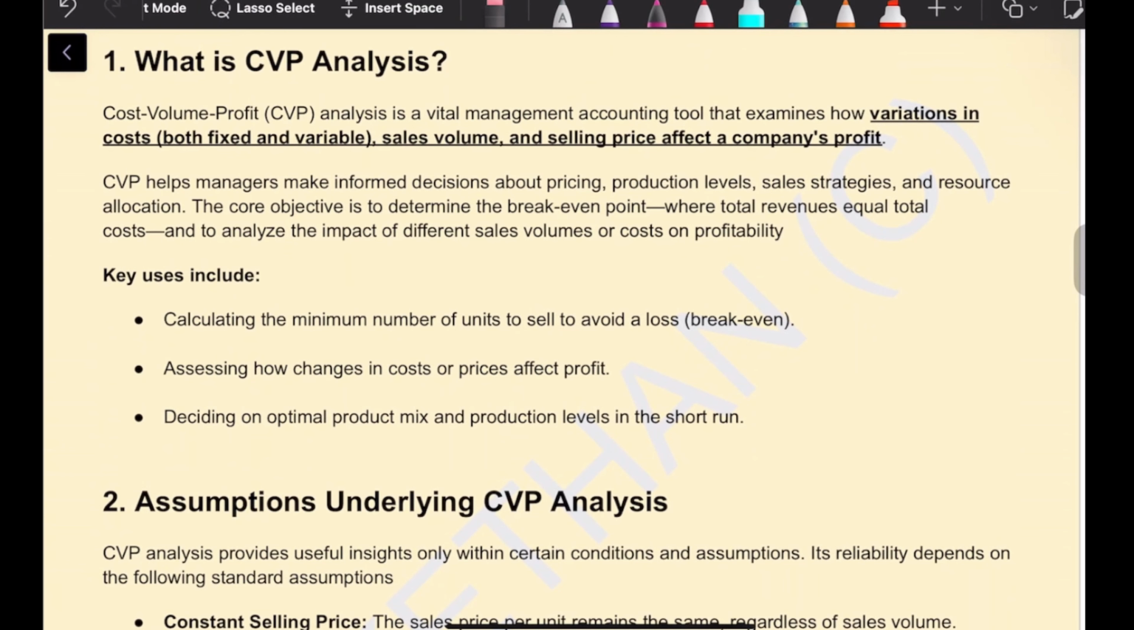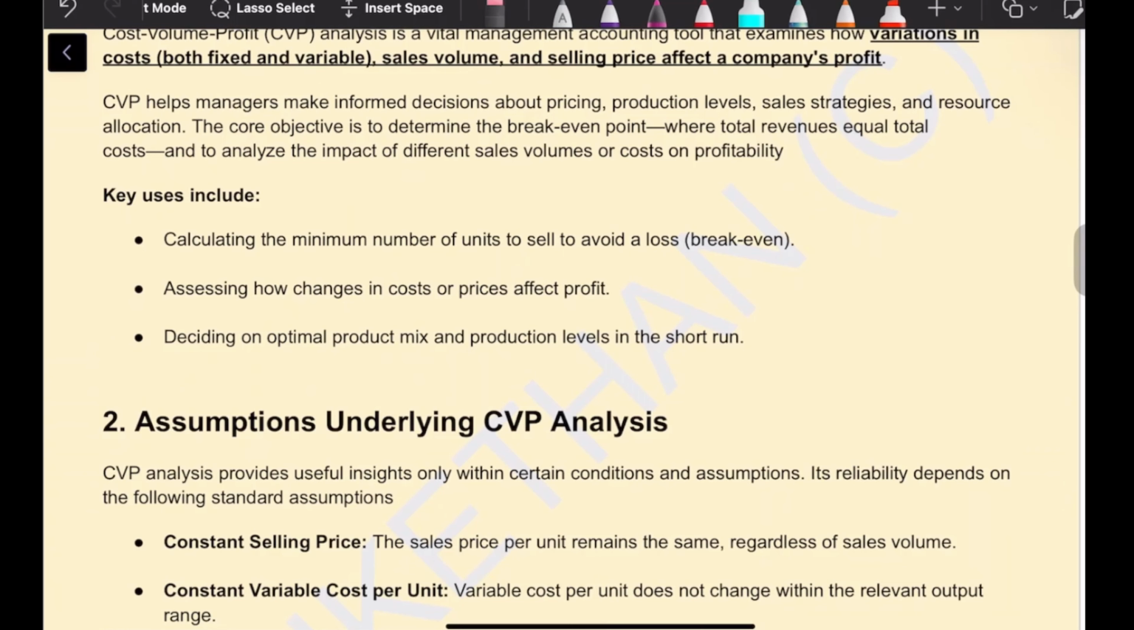So CVP analysis means cost, volume, profit analysis. The main takeaway from CVP analysis is you will find out your break-even in varying conditions. Why is CVP analysis used? First, like I told, it is required to find out break-even. CVP analysis is done on a graphical method, but it can also be calculated.